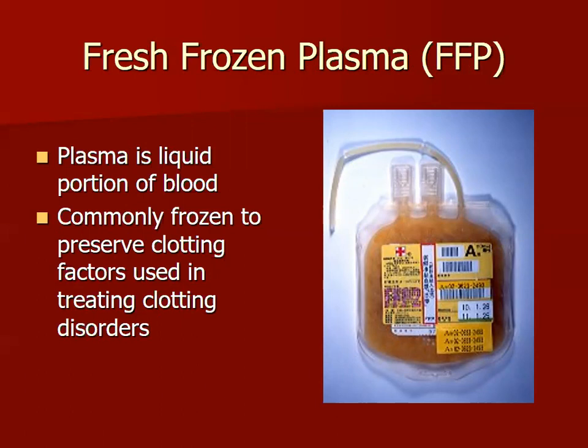All right, fresh frozen plasma. So it's a liquid portion of whole blood. It's separated from the cells and then frozen. So 1 unit contains approximately 250 milliliters. Plasma is rich in clotting factors but contains no platelets, so it must be used within 24 hours after thawing. Okay, so it's frozen to help preserve those clotting factors used to treat the clotting disorders.